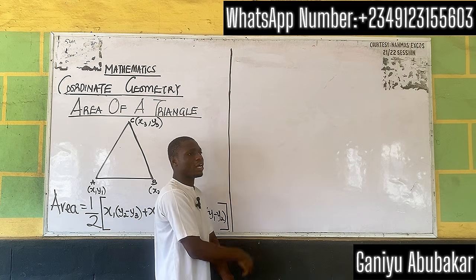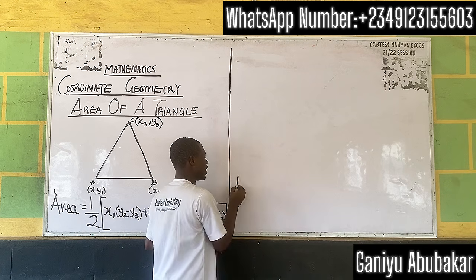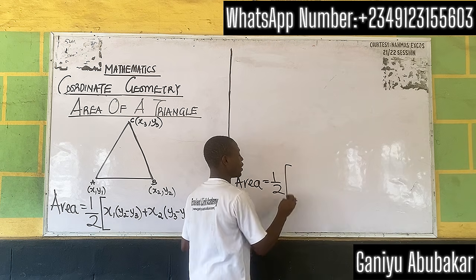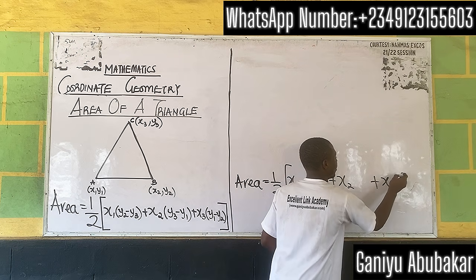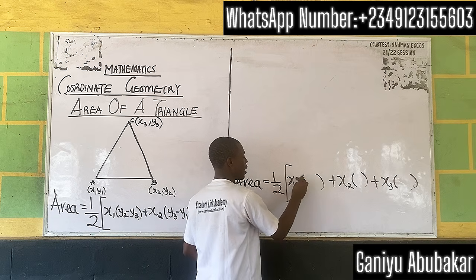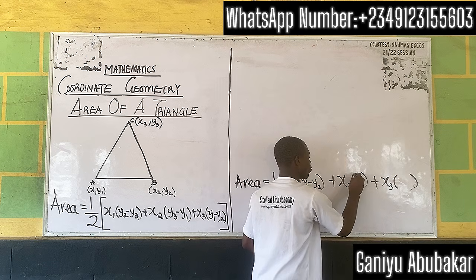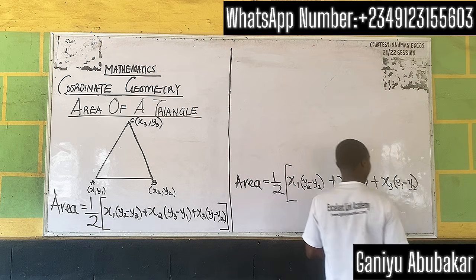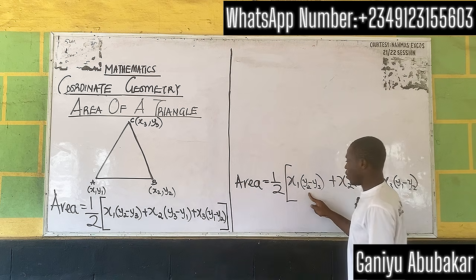So without looking at this formula now, you should know the formula. It says the area is equal to half into x1 plus x2 plus x3, each in a bracket. For 1, that gives you y2 minus y3. This is 2, 3 and 1: y3 minus y1. Then 3: y1 minus y2. Please check, are they the same thing? Yes.